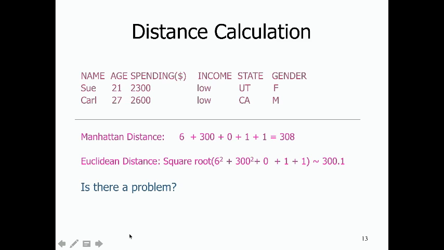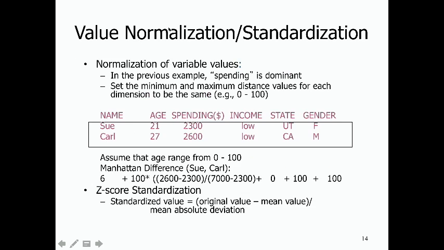I think the question I ask you to identify here is whether it is okay for the spending differences between Sue and Carl to dominate their distance value, based on either Manhattan or Euclidean. That depends on your application. Oftentimes it is not. So this brings up the need for normalization and standardization of numerical and transformed categorical values.